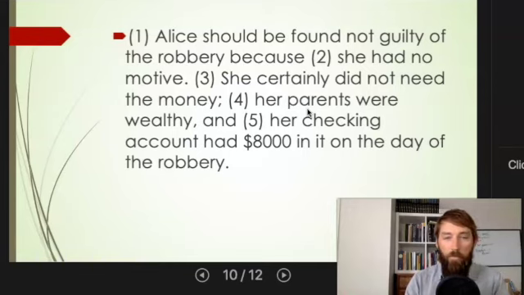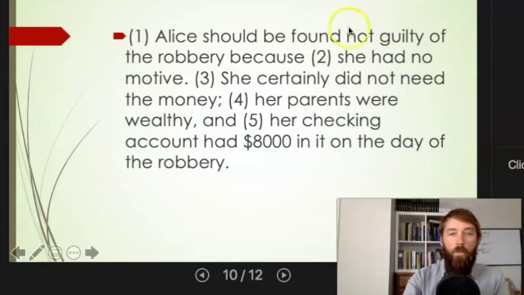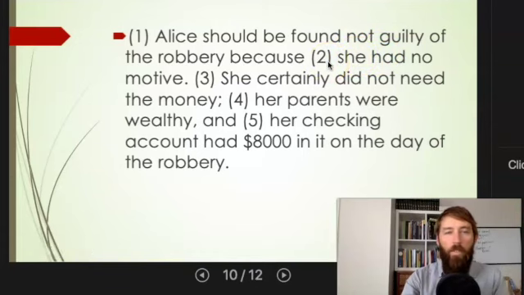They probably shouldn't be found guilty of that crime. So think about this for number 2. She had no motive. This seems to support the conclusion all by itself. We've also got some contextual clues within the way that the sentence is structured. So 2 is, we have because 2. Because is a premise indicator. And since they're all in the same sentence, the person who wrote this is trying to give you a clue that number 2 is a premise that supports the conclusion all by itself.